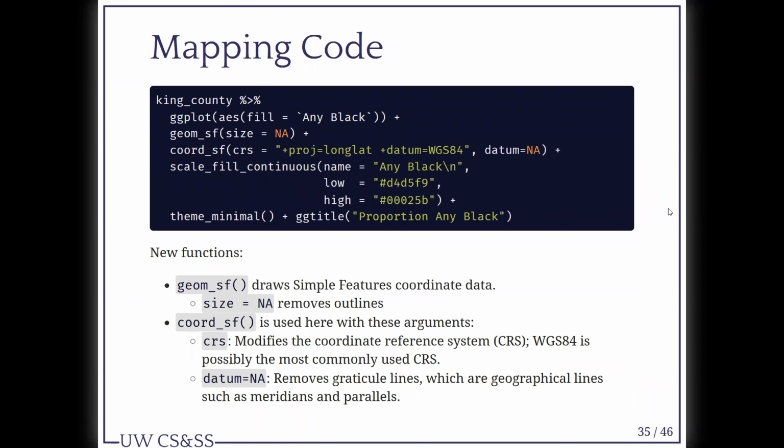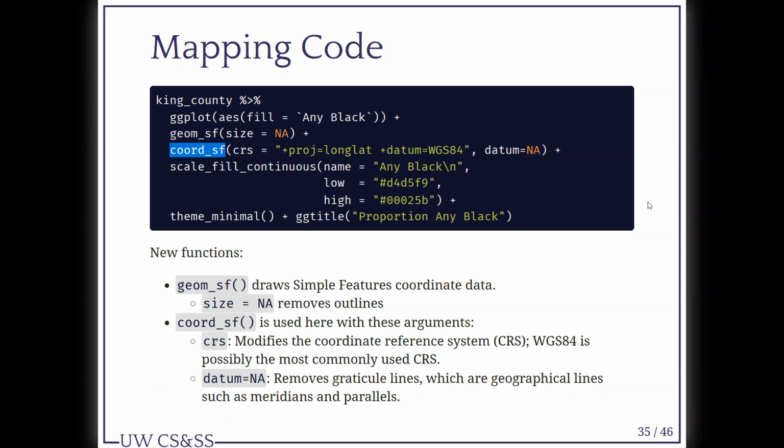And then in order to map this information, we're going to pipe the King County data into a ggplot. And the fill is going to be anybody who self-identifies as Black as a proportion of that tract. The geom_sf is going to be size equals NA, so we still don't have those lines around each of the tracts. And then we're going to add this coord_sf layer.